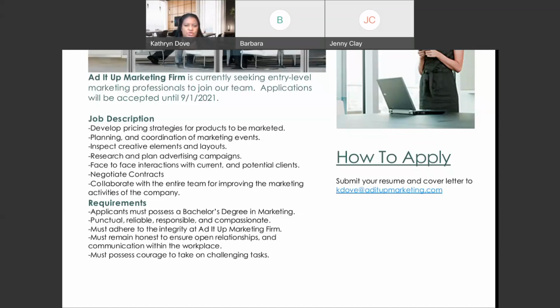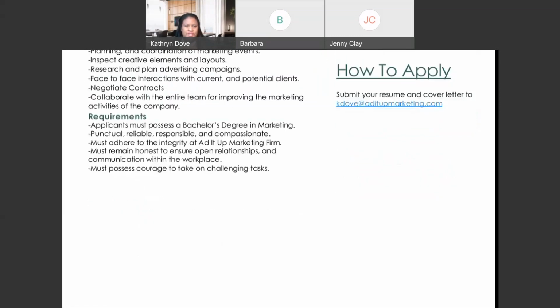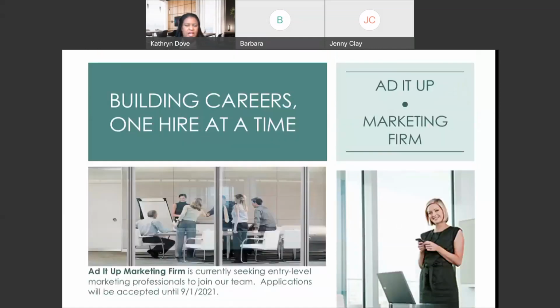And then it tells you how to apply for the job. Submit your resume and cover letter to kdove@additupmarketing.com. So this is just one example of how you could create an eye-catching help wanted ad. The whole thing can be created. Some students, I think, use Microsoft Publisher, but you can actually do the whole thing in Microsoft Word just by inserting pictures and clip art. Any questions about how to do this?